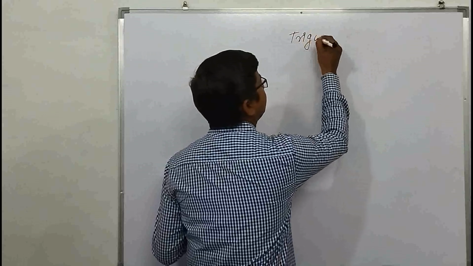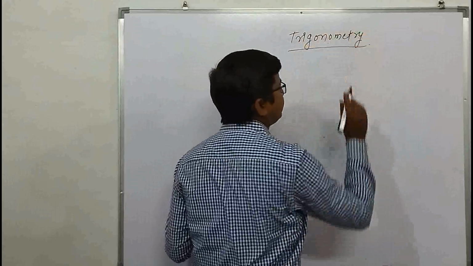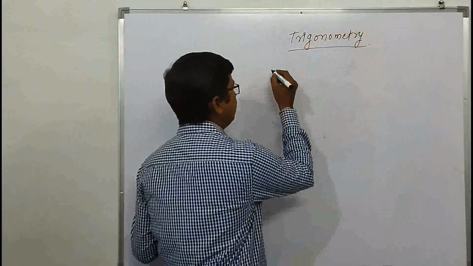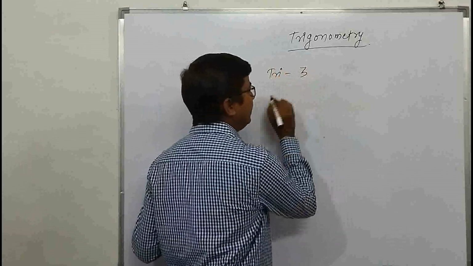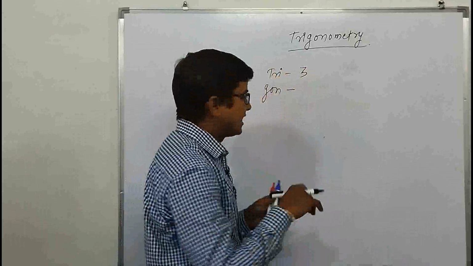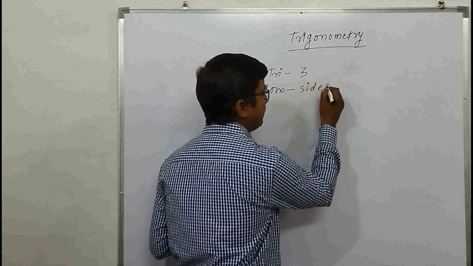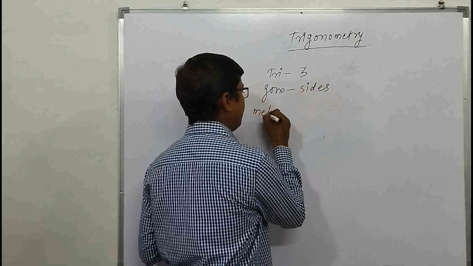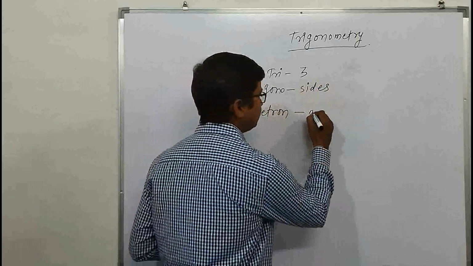The word trigonometry is the combination of three Greek words. First one is tri, tri means three. Second one is gon, gon or gono means sides. And third one is metron, and the meaning of metron is measurement.